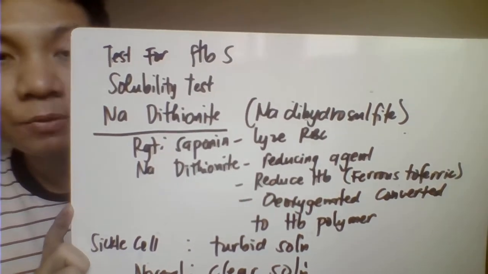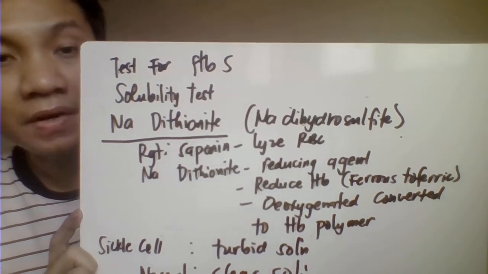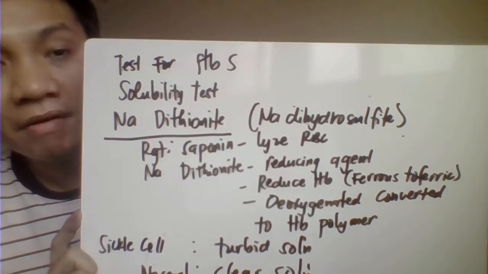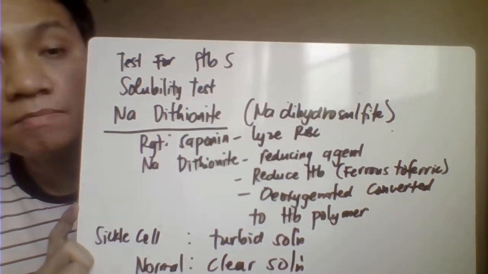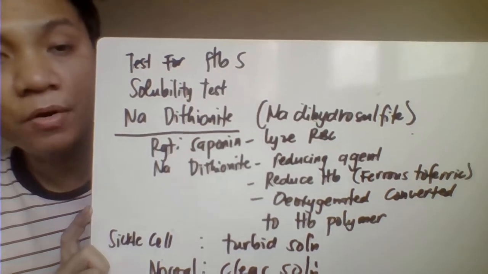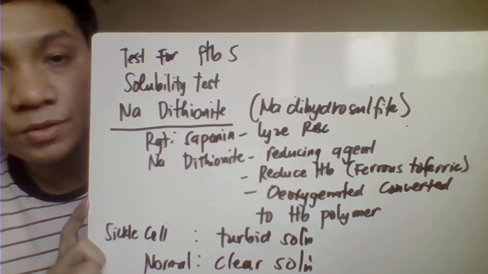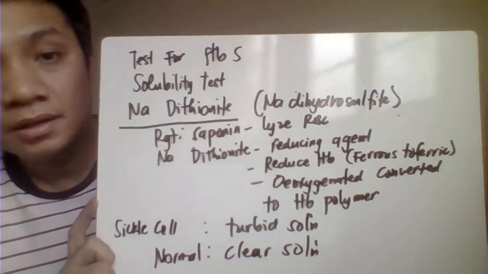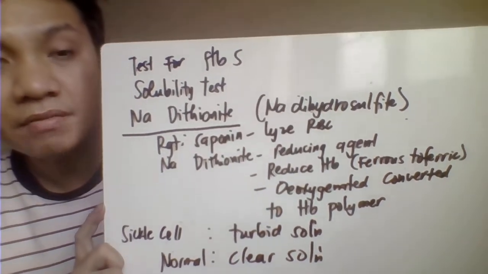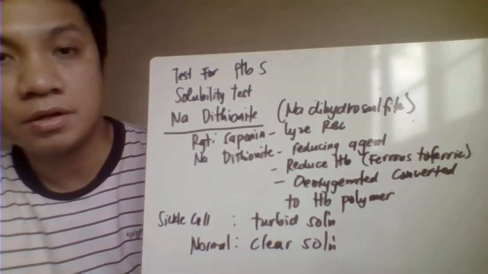So as your saponin tries to rupture the red cell and release the hemoglobin, in the presence of your sodium dithionite, it converts your hemoglobin iron from ferric to ferrous. And if you have your sickle cell hemoglobin, eventually that becomes converted to your deoxygenated form, and it will be converted to become your hemoglobin polymer. And then that would eventually produce a turbid solution. So the positive result for that is the turbid solution. The negative result is the clear solution.